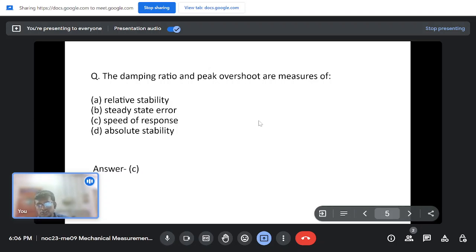So how good the speed of response is. While designing the system, we take into account that the damping ratio is close to 0.6 to 0.8, or 0.7 in general, so that the overshoot is minimum and your system comes to a steady state quickly. Those two signify how good the response of the system is.